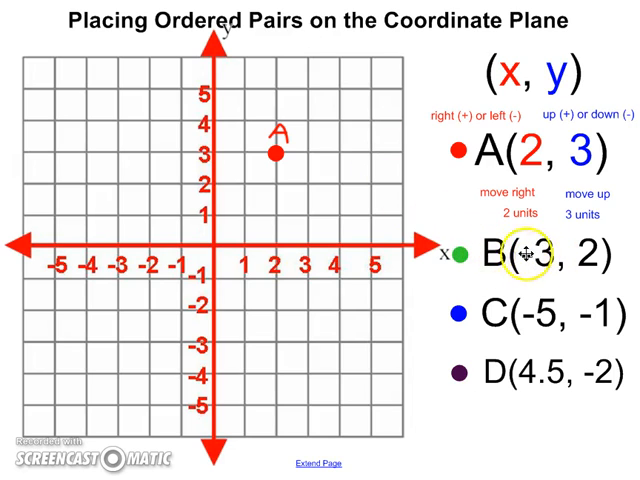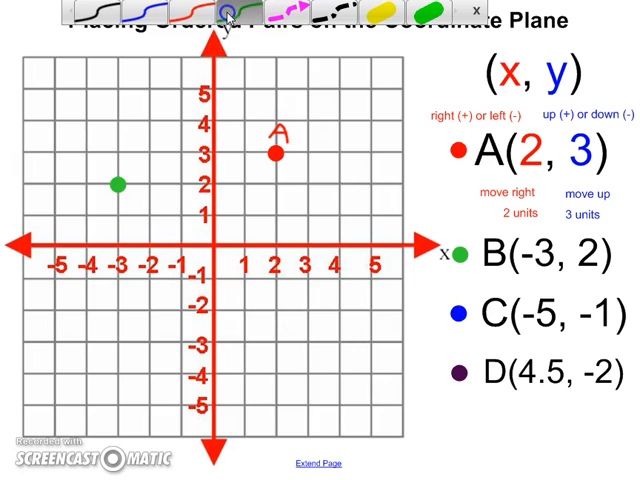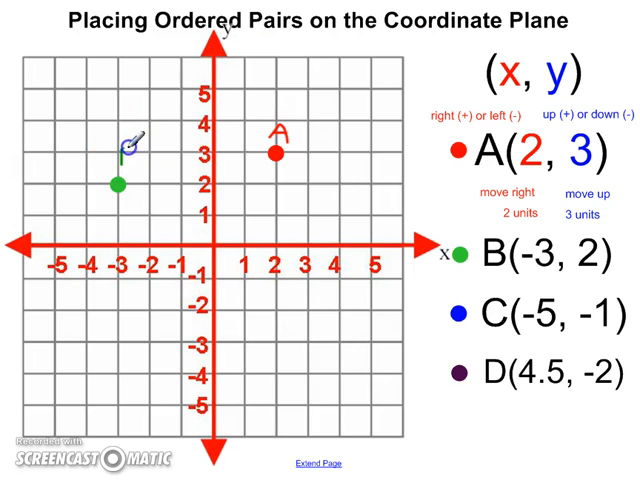All right, B is a negative 3, 2. Let me put my point there at the origin. Negative 3, well, my first number tells me to go left or right. Because it's a negative, I'm going to the left 3 units. And then from there, a positive 2 tells me to move up 2 places. So point B, you'll notice, is sitting in quadrant number 2.